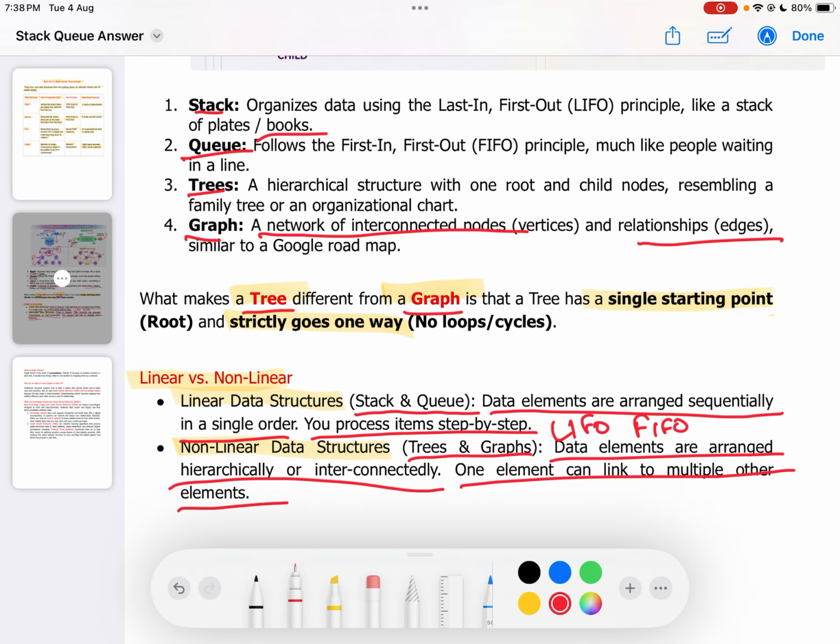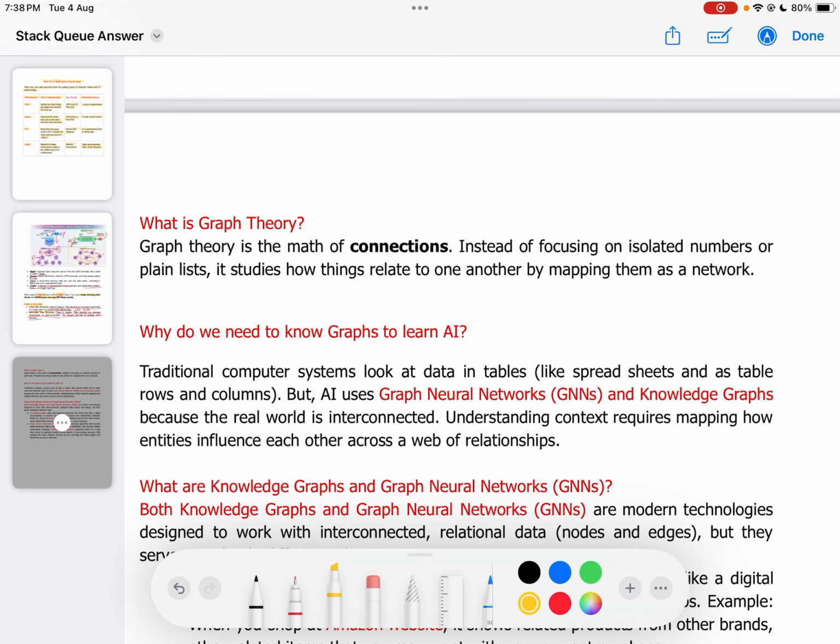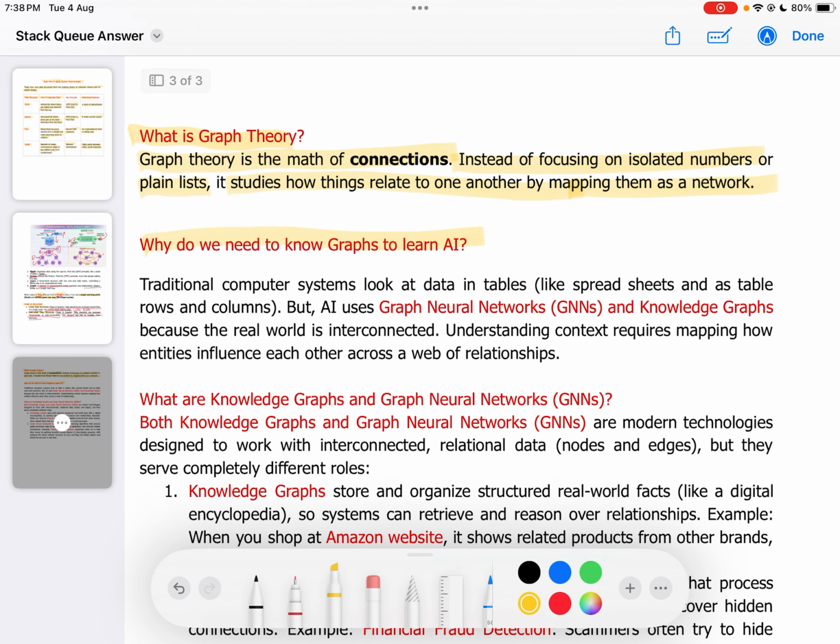Why do we need this? This is what is important now. Now we are going to see what is graph theory. Why do we need to learn all these data structures? Okay, graph theory is the math of connections. Instead of focusing on isolated numbers or plain lists, it studies how things are related to one another by providing a map as a network. Okay, why do we need graph theory? Why do we need to know graph theory and graphs to learn about AI?